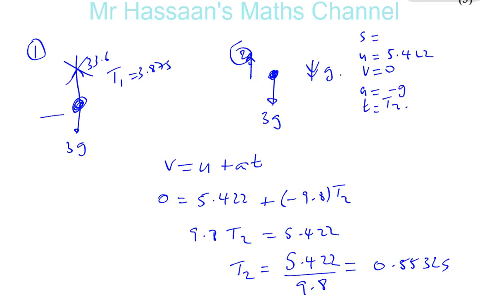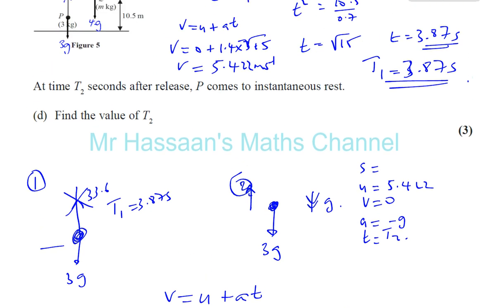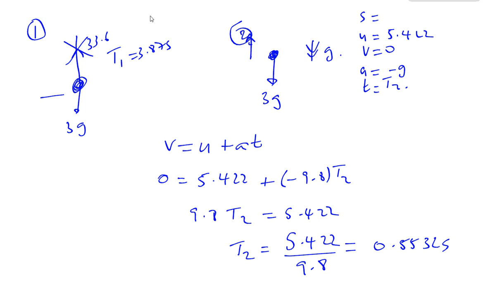That's the time after the string became loose. So T2 is the time after release. So you've got T1 plus, this is not actually T2 here. I shouldn't have called it T2, because T2 is the combination of T1 and this extra time. So I should have just kept this as T. So I'll just do that. This should be T, not T2. Okay, I'll just call it T. T2 is the combination of this and the initial time before P hit the ground.